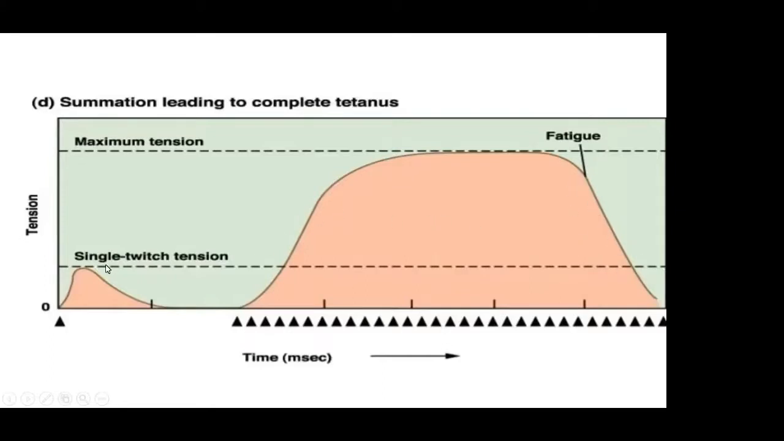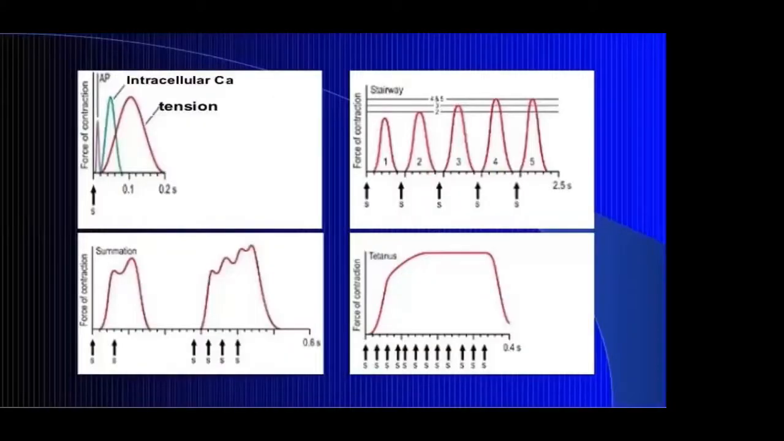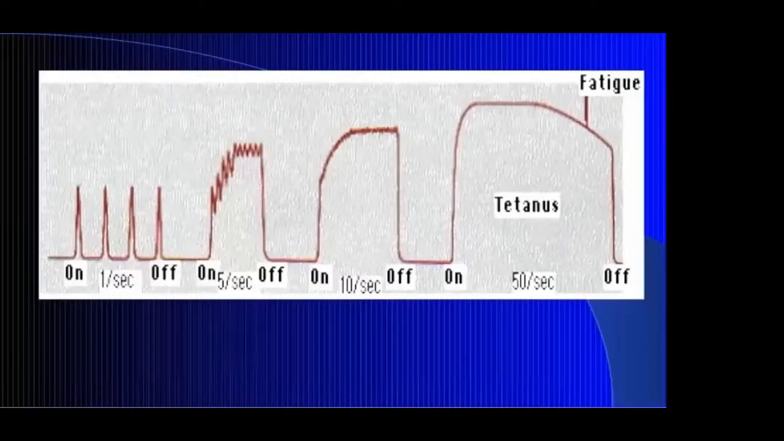So this is simple muscle twitch. These are multiple stimuli given, which has resulted in tetanization of the muscle. Same picture you can see here: tetanus, incomplete tetanus, clonus. Here you can see the staircase phenomena. These are effects of multiple stimuli.